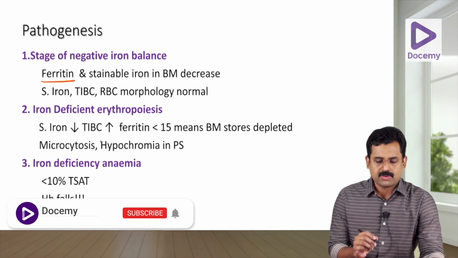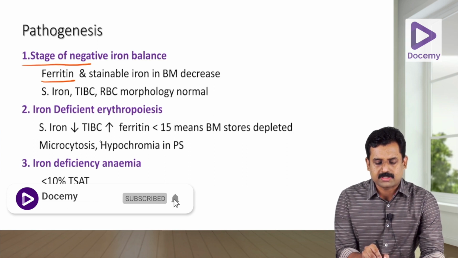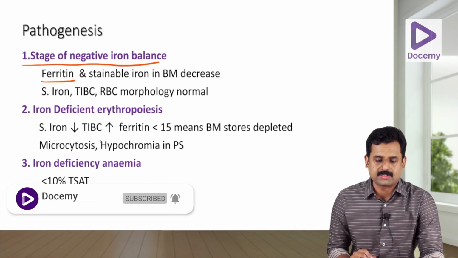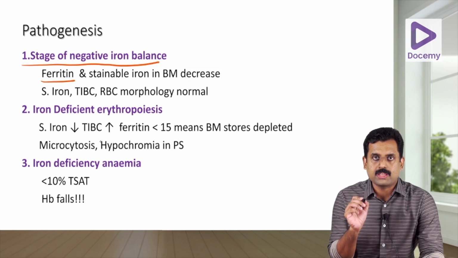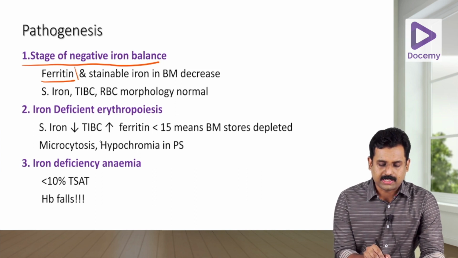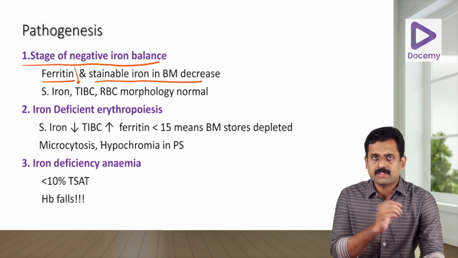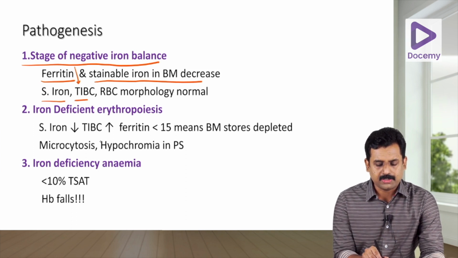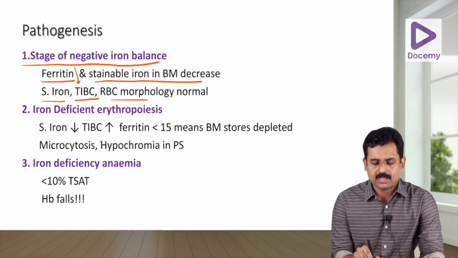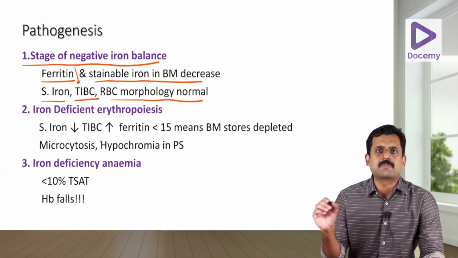So the first stage of pathogenesis is the stage of negative iron balance, in which your ferritin only is affected. Your ferritin decreases as well as your stainable iron in bone marrow decreases. All other parameters like serum iron, total iron binding capacity, and the RBC morphology, everything remains normal.